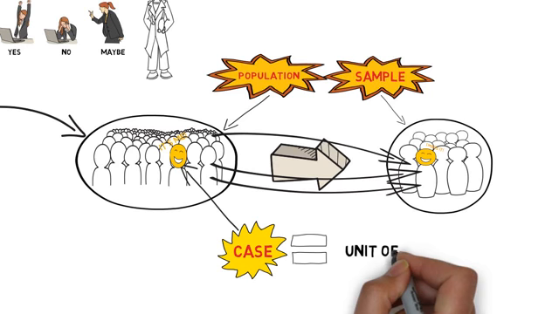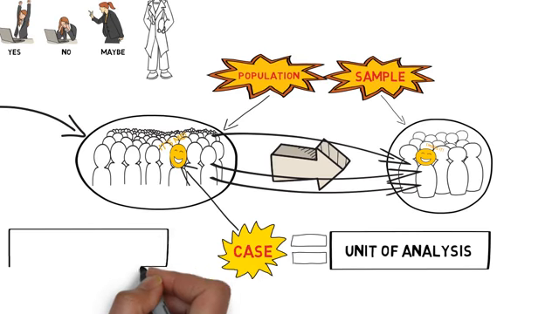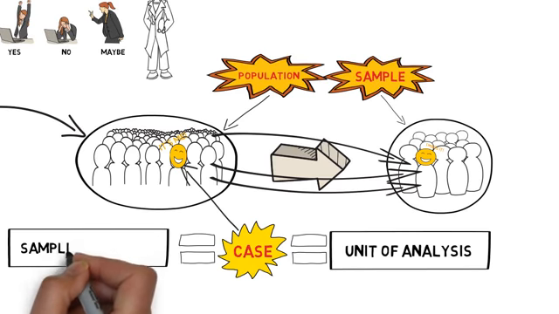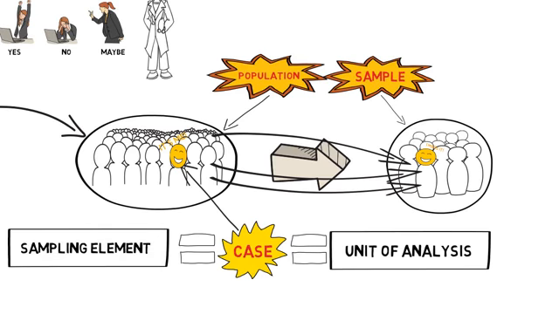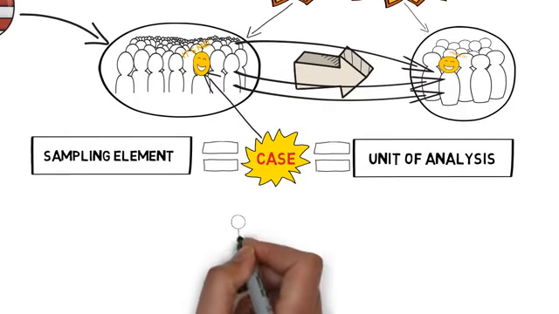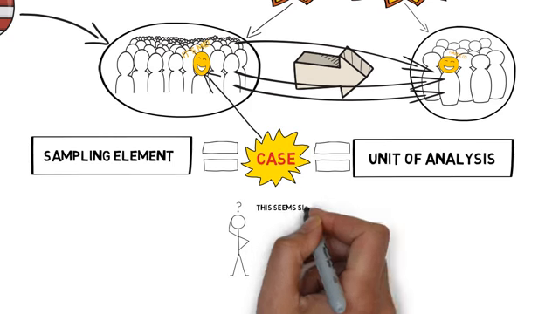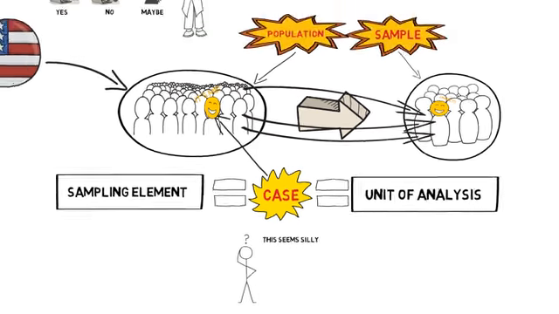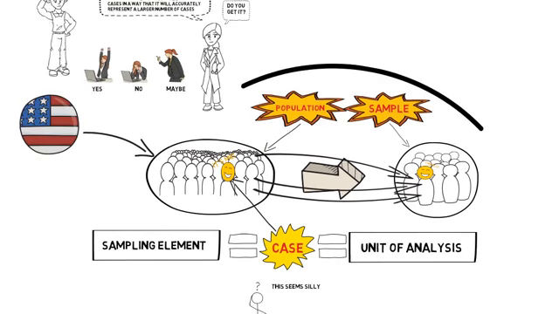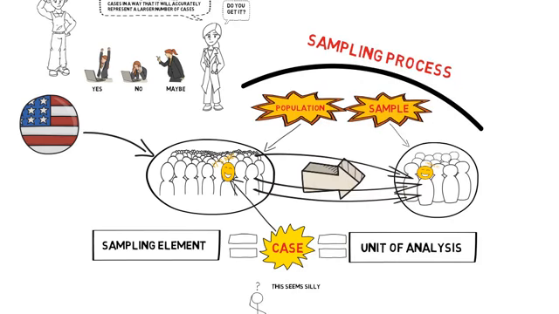Because the cases in our sample are Americans, and this is what we want to make our conclusions about, this also happens to be our unit of analysis. And in sampling, this is also what we call a sampling element. Now you might think that all three names are here just to confuse you, and you wouldn't be wrong, though each have their own important meaning in their own right.